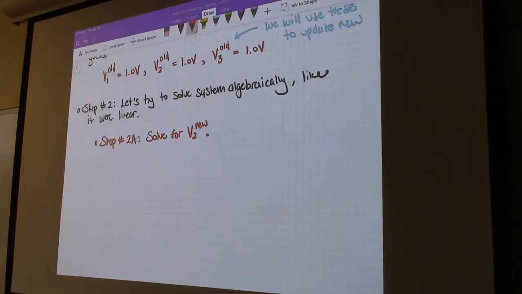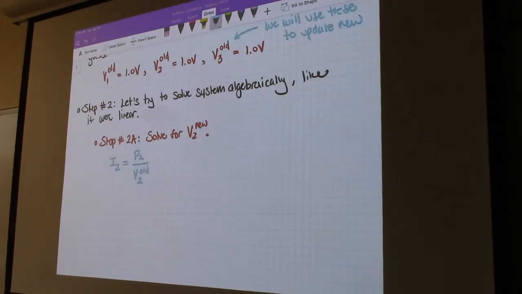Okay, so let's solve for V2 new. How do we do that? We know that I2 will be equal to P2 over V2. That's just basic, good old circuit analysis. Before, we couldn't use this expression because we didn't know what V2 was. But now we can go ahead and substitute in, and we'll say this is V2 old.